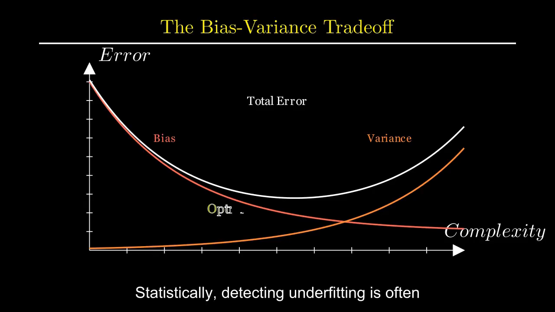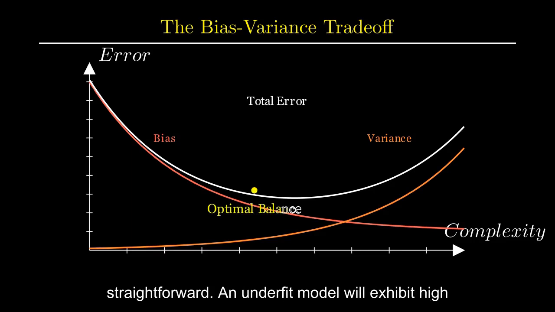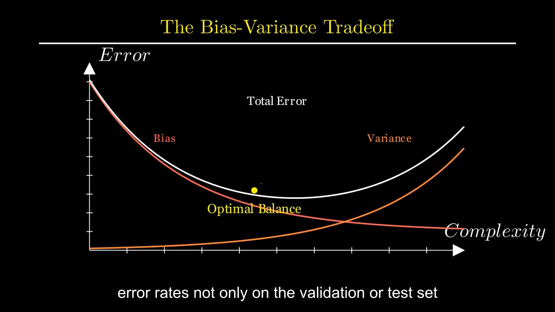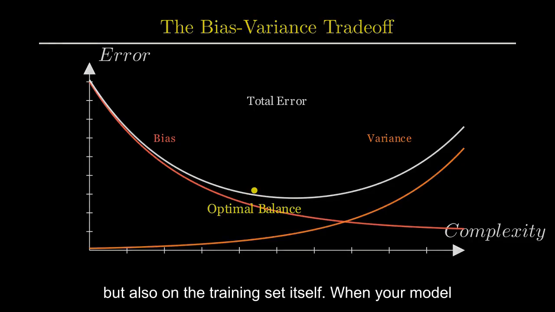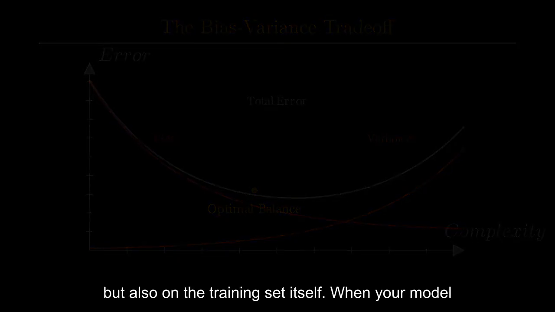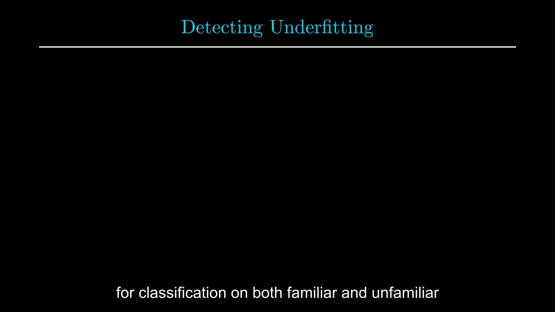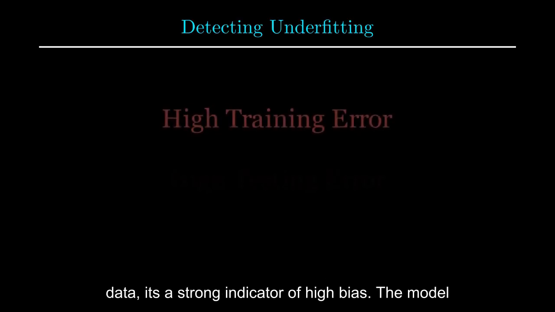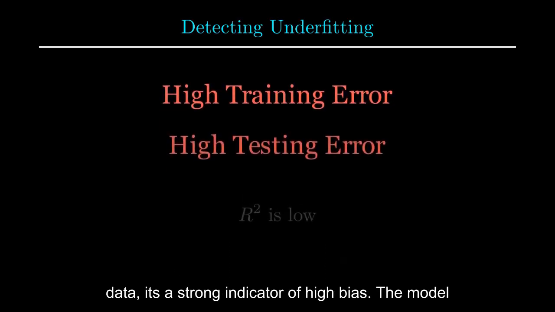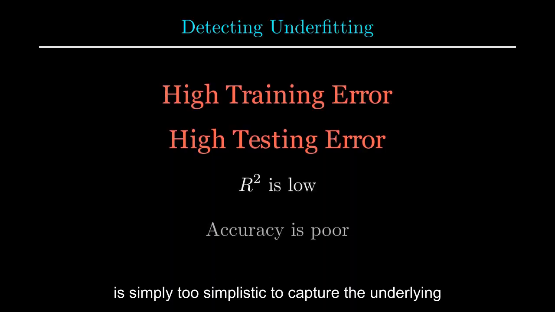Statistically, detecting underfitting is often straightforward. An underfit model will exhibit high error rates not only on the validation or test set but also on the training set itself. When your model struggles to learn even the training data, producing low R-squared values for regression or poor accuracy for classification on both familiar and unfamiliar data, it's a strong indicator of high bias. The model is simply too simplistic to capture the underlying patterns.